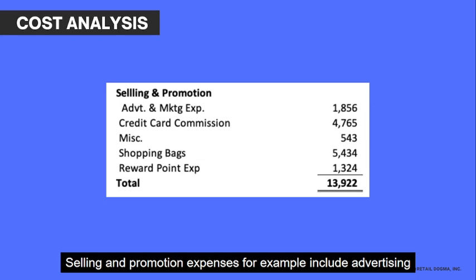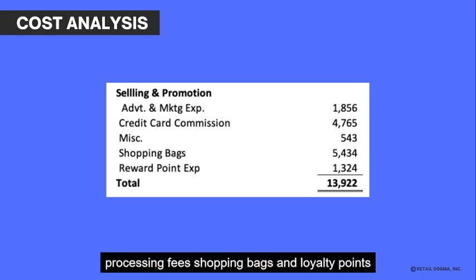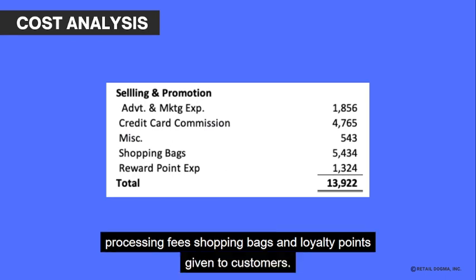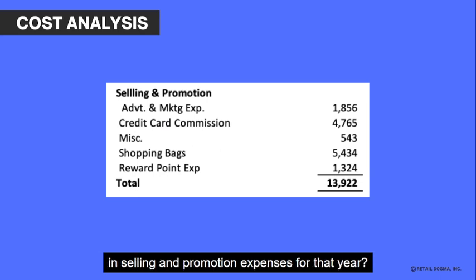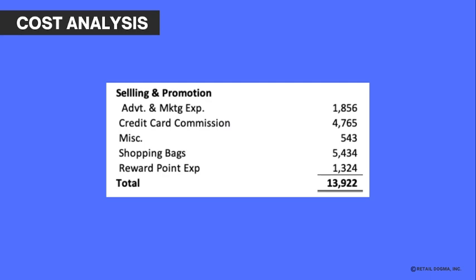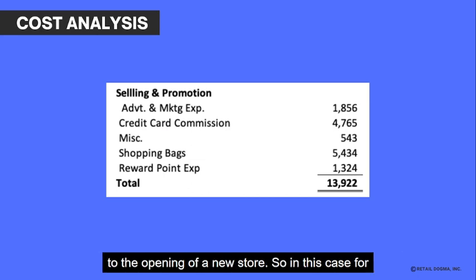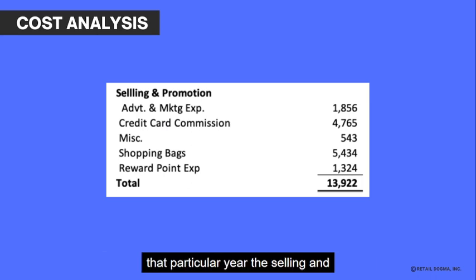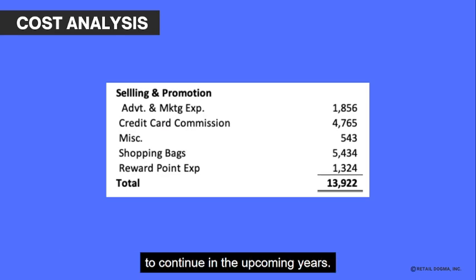Selling and promotion expenses, for example, include advertising and marketing fees, credit card processing fees, shopping bags, and loyalty points given to customers. Which component has been the reason behind the spike in selling and promotion expenses for that year? And is it an exceptional case, or is it expected to continue that way? For example, there might have been a marketing event due to the opening of a new store. So in this case, for that particular year, the selling and promotion expenses are going to be high, but that's not expected to continue in the upcoming years.